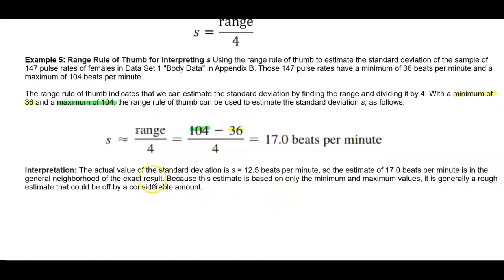So the interpretation would be the following. The actual value of the standard deviation is S, which is equal to 12.5 beats per minute. So the estimate of 17.0 beats per minute is in the general neighborhood of the exact result. Because this estimate is based on only the minimum and maximum values, it is generally a rough estimate that could be off by a considerable amount.